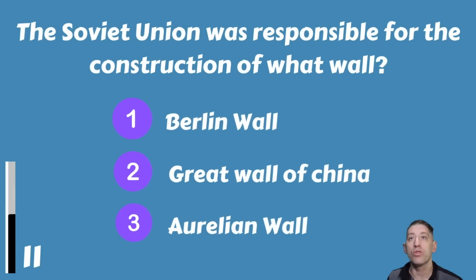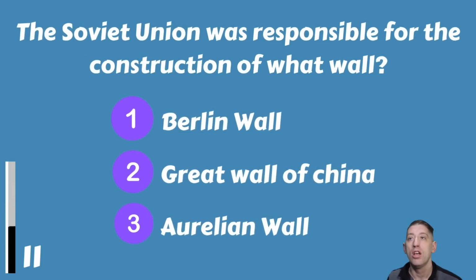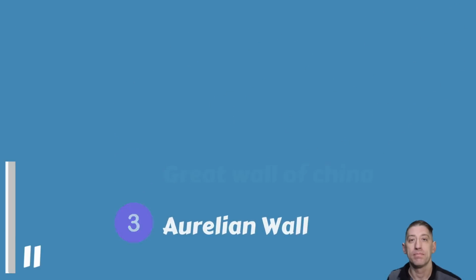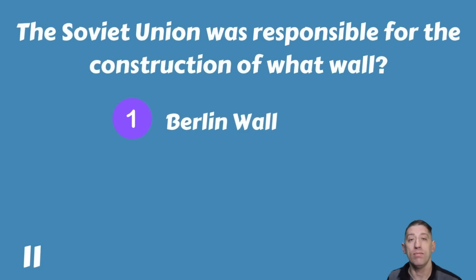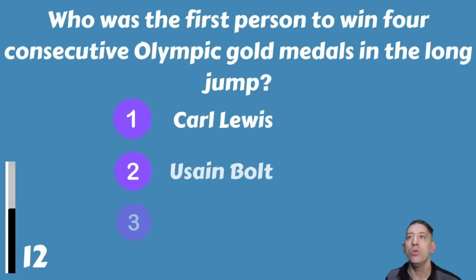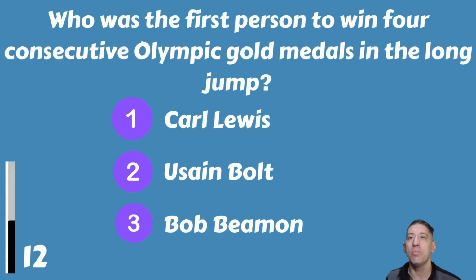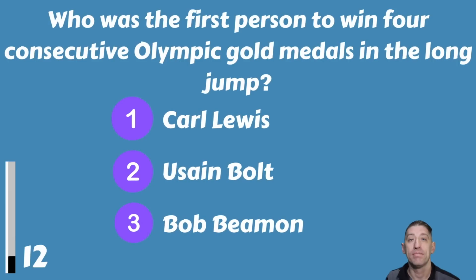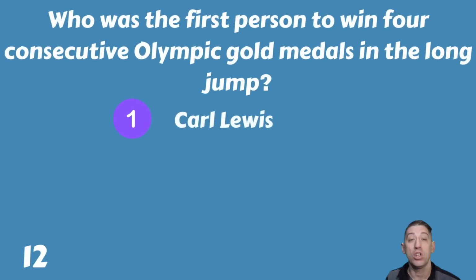The Soviet Union was responsible for the construction of what wall? The Berlin Wall, the Great Wall of China, or the Aurelian Wall? The Berlin Wall. Who was the first person to win 4 consecutive Olympic gold medals in the long jump? Carl Lewis, Usain Bolt, or Bob Beamon? Carl Lewis.